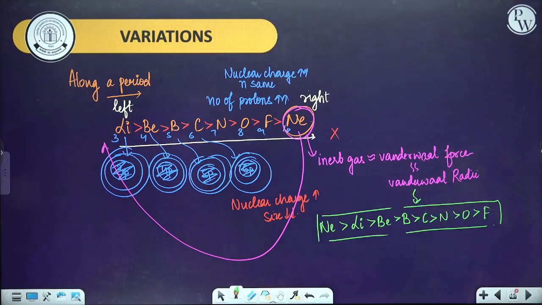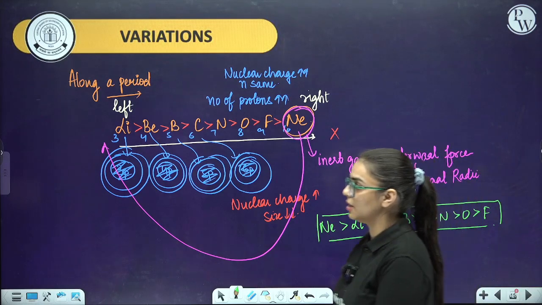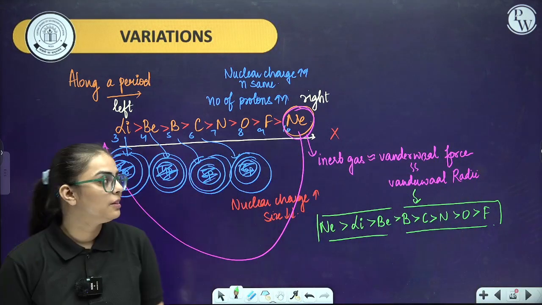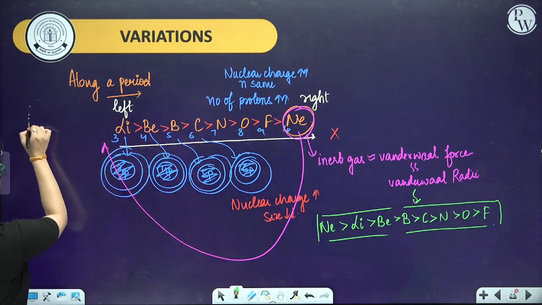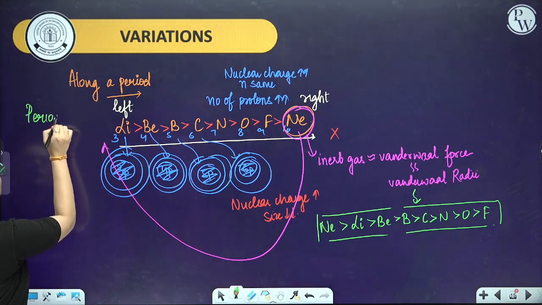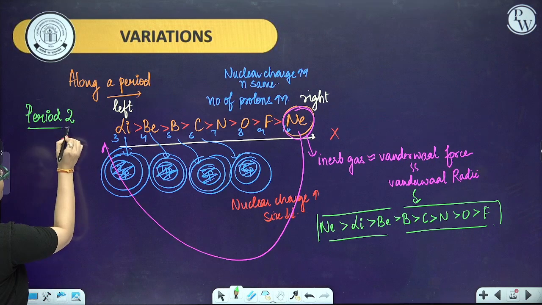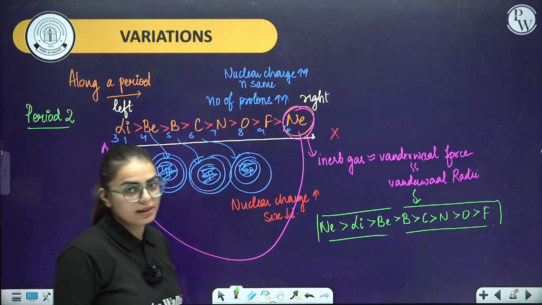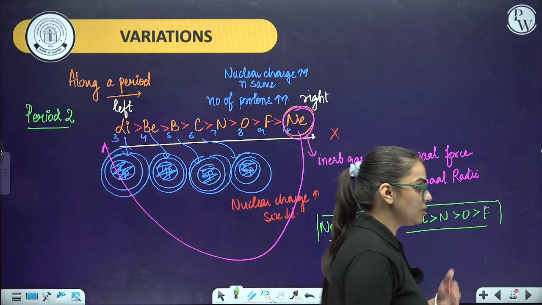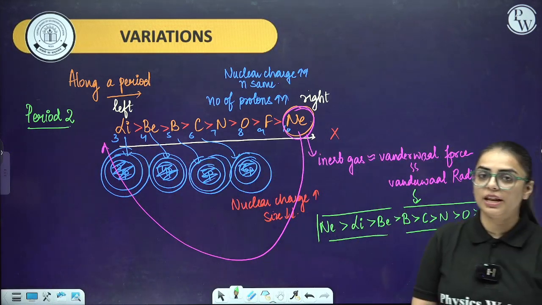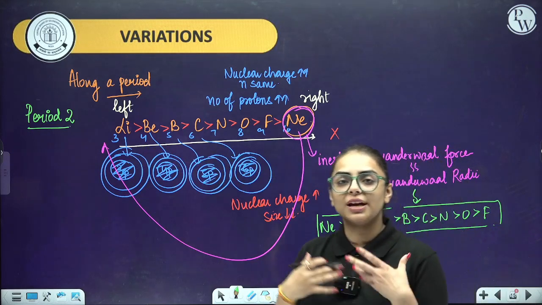Clear everyone? Everybody write it down. Very, very important. This is along the period number 2. Here you can even mention this is about period number 2. Clear everyone? Period number 3, students, and the next period where lanthanide contraction will be there, we will do that in the next lecture.